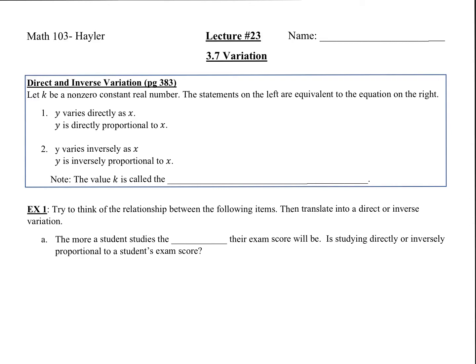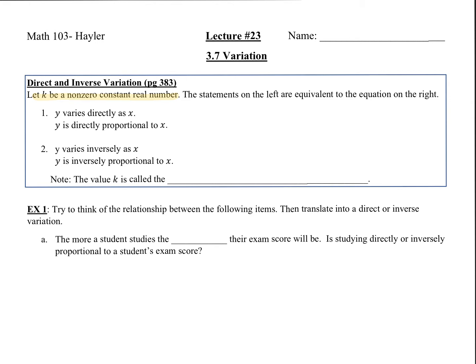Welcome to lecture 23 on 3.7 variations, the last section for chapter 3. Now we have direct and inverse variation. First, let k be a non-zero constant real number. Remember to keep this in mind. K is something that students often forget to use, so do remember k is important. Then the statements on the left are equivalent to the equation on the right.